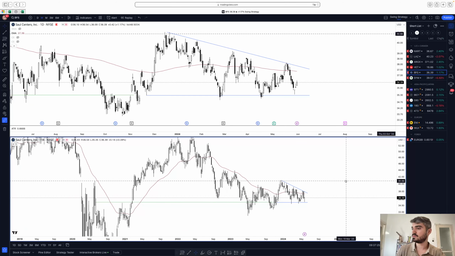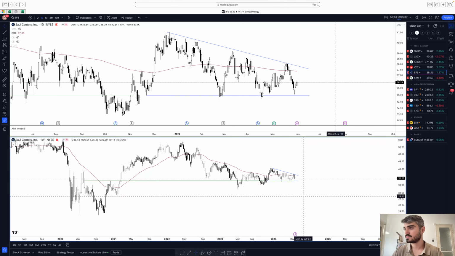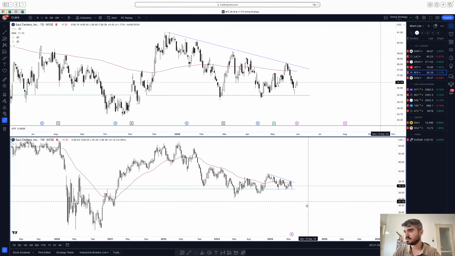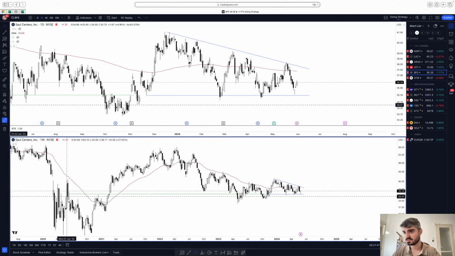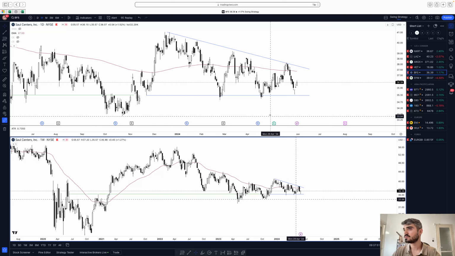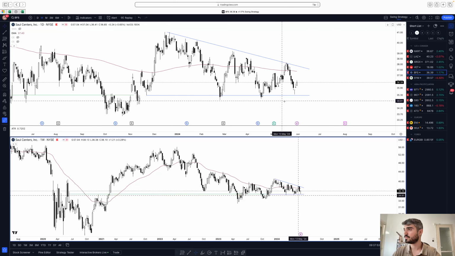Okay, descending triangle, guys. Its pattern boundary line is at a quite pivotal, I would say, monthly support resistance. We have support, resistance, support, resistance, support, in a sense, support, resistance. Okay, guys, so once again, a good looking pattern.